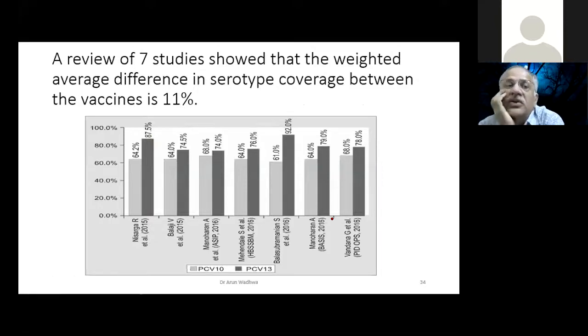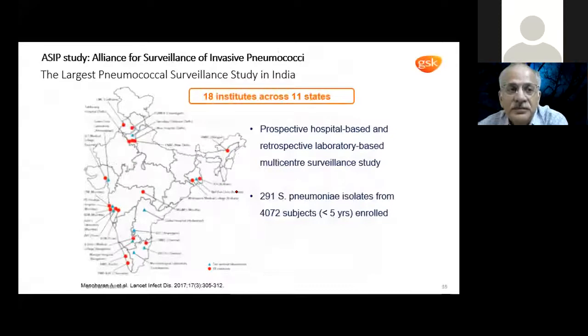And then I could find somehow a meta-analysis which reviews 7 studies together, which showed the weighted average of the serotype coverage between the vaccines, and it's around 11%. So this is between the old PCV10 and the PCV13. The new PCV10 is not included in this. And the weighted average is 11% between the old PCV10 and the PCV13.